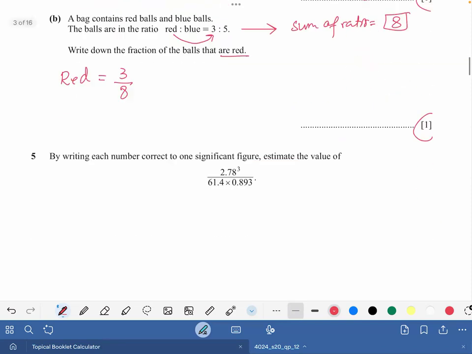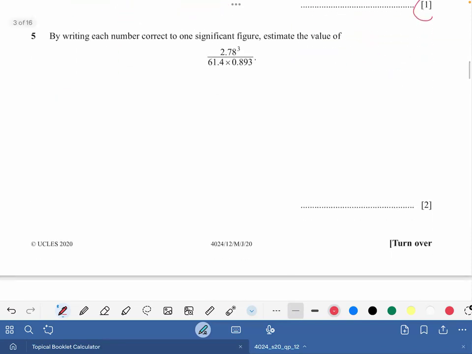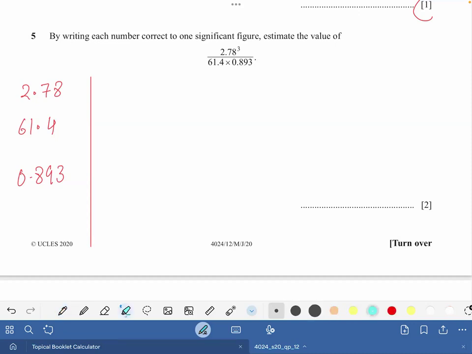Proceeding to question number 5. By writing each number correct to one significant figure, estimate the value of this. This kind of question will come in the exam for sure. So what you have to do is just make a line here and write those numbers. The first is 2.78. The second one is 61.4. The third one is 0.893. Most of the students do not do this step and they make some error after that. What is the terminology here? By writing correct to one significant figure.